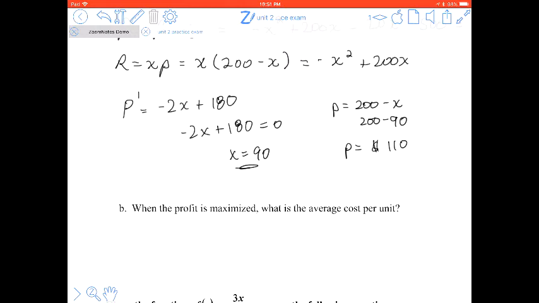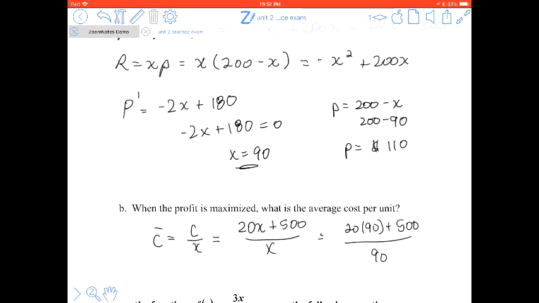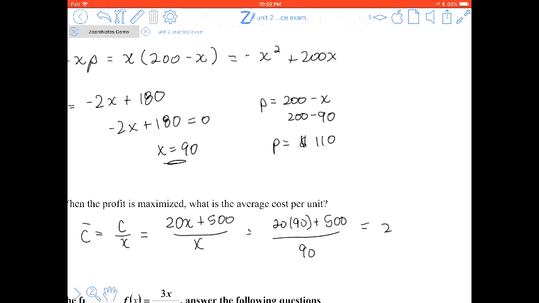When the profit is maximized, what's the average cost per unit? So recall that average cost is cost divided by x. So the cost was 20x plus 500, and we divide that by x. And the x we use is the number of units which maximizes profit. That was 90. So 20 times 90 plus 500 over 90 is 25.56.